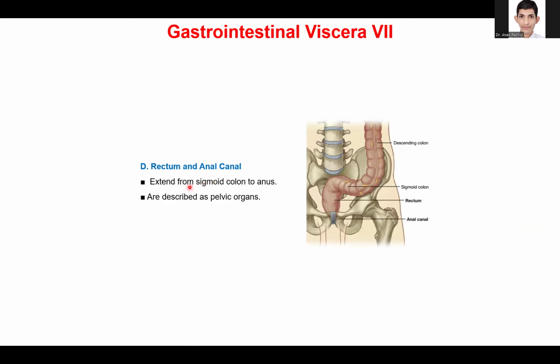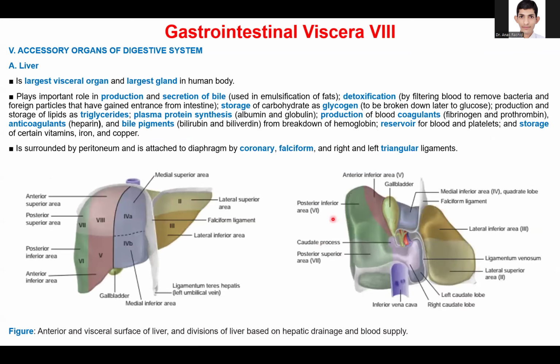The rectum and anal canal extend from the sigmoid colon to the anus, and we will describe them with the pelvic organs. We can see the descending colon, the sigmoid colon, the rectum here, and the anal canal.